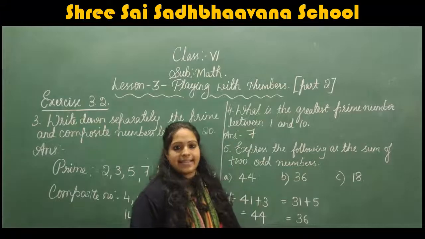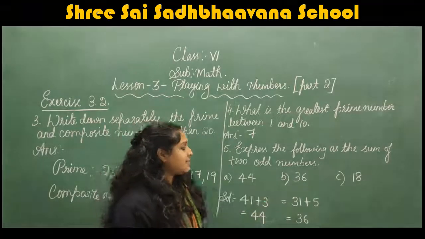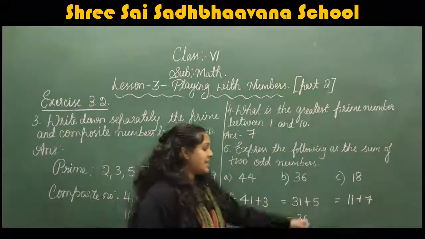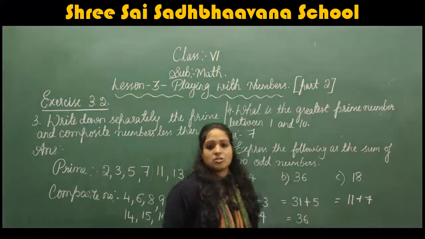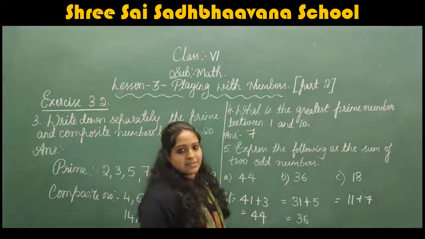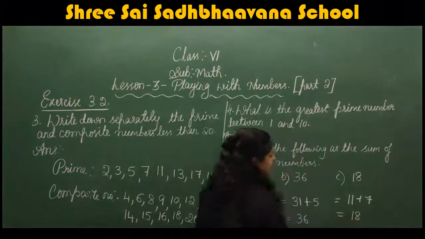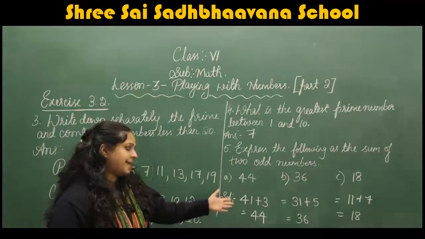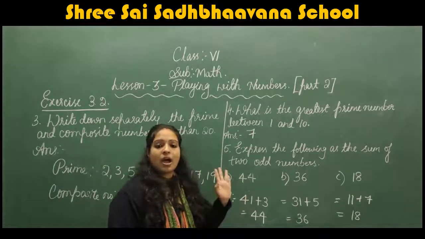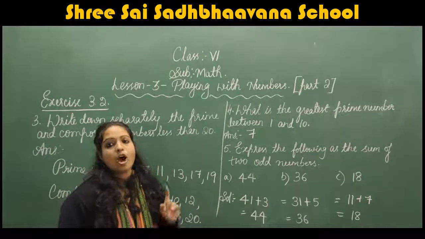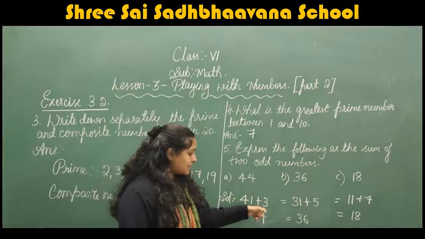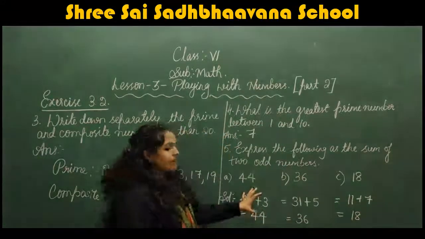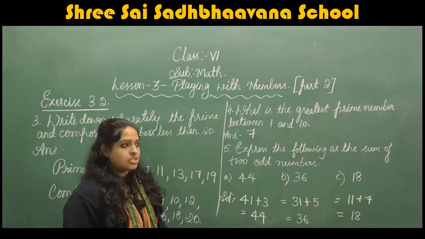Coming to the next number, 18. So what you have to do? I can split it as 11 plus 7. Here you can find 11 is an odd number, and 7 is also an odd number. 11 plus 7 makes 18. So in this way you have to express them. When you are expressing, you have to keep it in mind that both the numbers should be odd numbers. So here 41 is odd, 3 is odd, 31 is odd, 5 is odd, 11 is odd, 7 is odd. So in this way you have to express this. Understood now how to do?